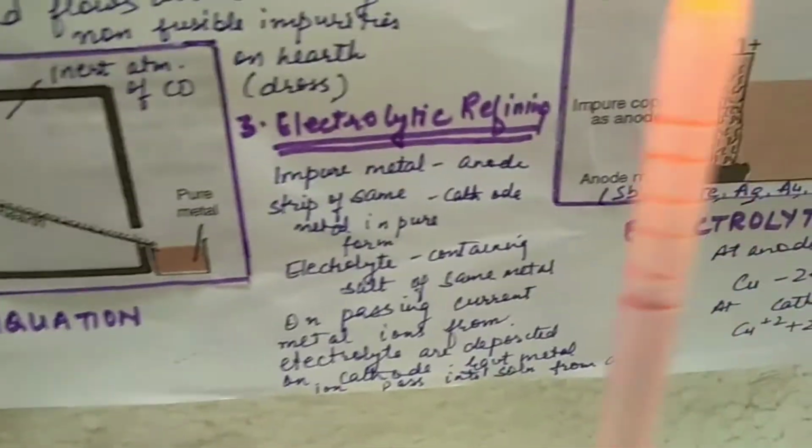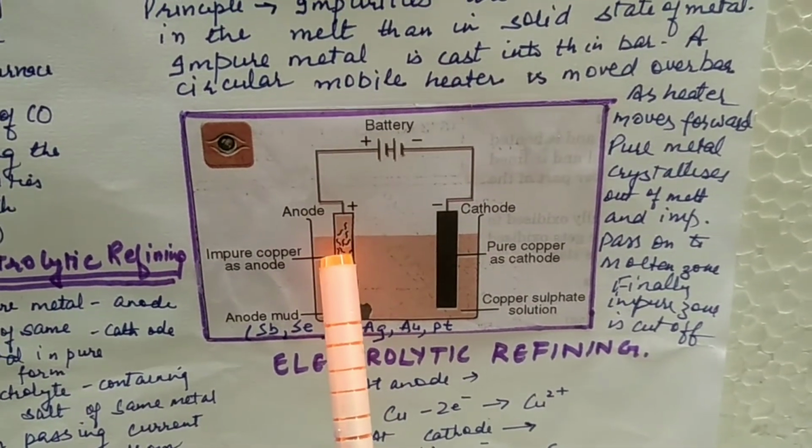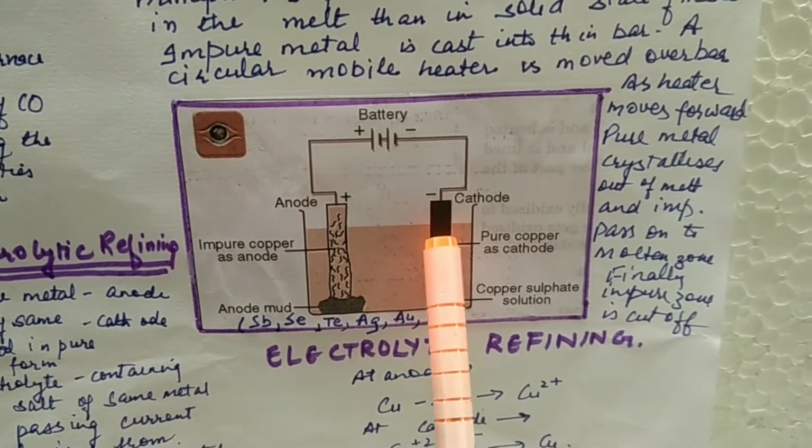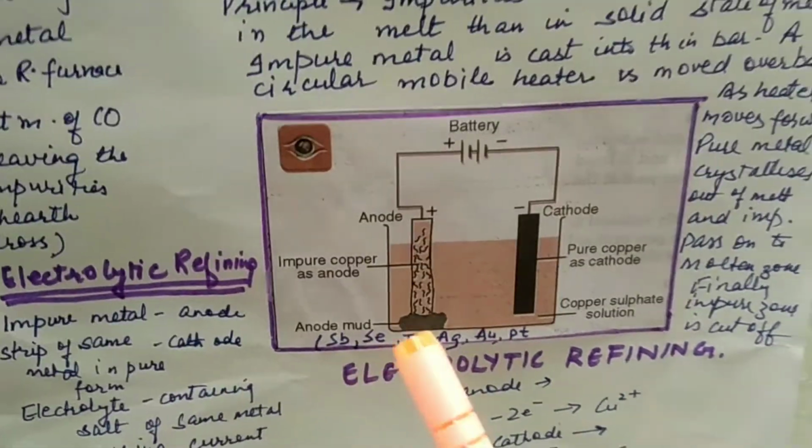Next method is electrorefining. So in case of electrorefining, the impure metal is made the anode, whereas the pure metal, a thin strip of pure metal, is made the cathode.